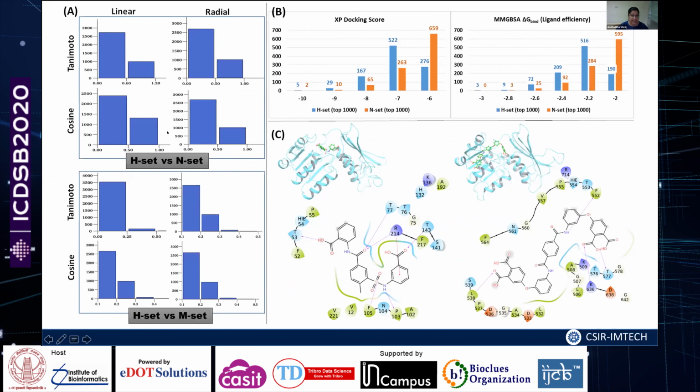And structurally, the H set versus the N set are very different. Likewise, the hybrid set versus the mycobacterial set are very different, which means that we have managed to identify new molecules. And as you can see here, the H type and the M type, the interaction features don't match one-to-one, which means that we have been able to discover new interaction features, and now we can use this to design molecules that are more drug-like in nature.